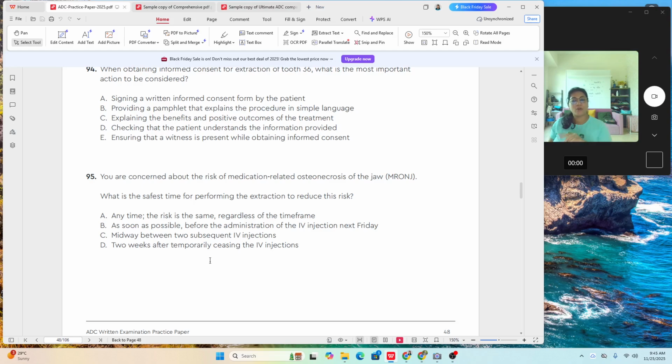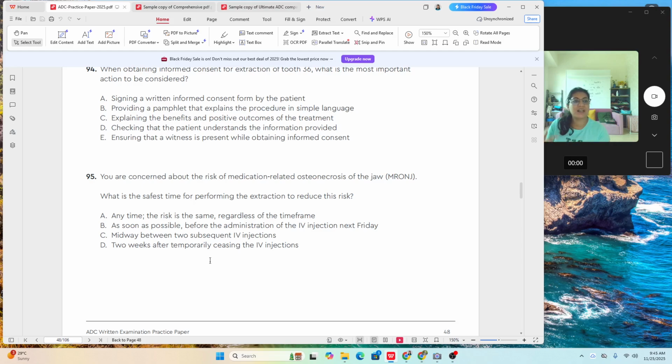Because if I go for option C, it means that I'm going to wait for 6 months. The patient has already started IV, and then when there would be a break of a week, I will do extraction at that point of time. Why wait for this 6 months when the patient has not started with the IV bisphosphonate?